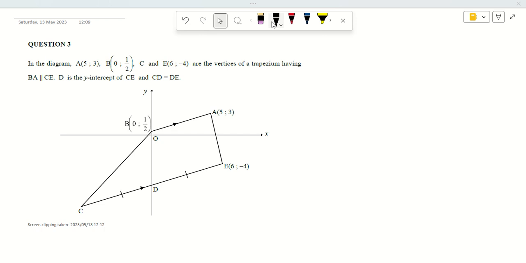Today we're doing a question paper. If I'm correct, it's last year's supplementary exam, that is May-June 2020.